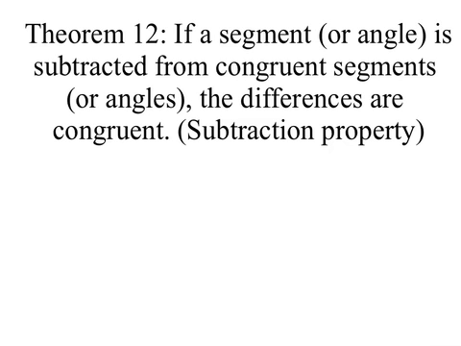And in Theorem 12, if a segment or angle is subtracted from congruent segments or angles, the differences are congruent. Theorem 12 could really be split into two theorems, one theorem for segments and a second theorem for angles. But to save a little space, we combined them. Both parts of this theorem are related to a broader category called the subtraction property.